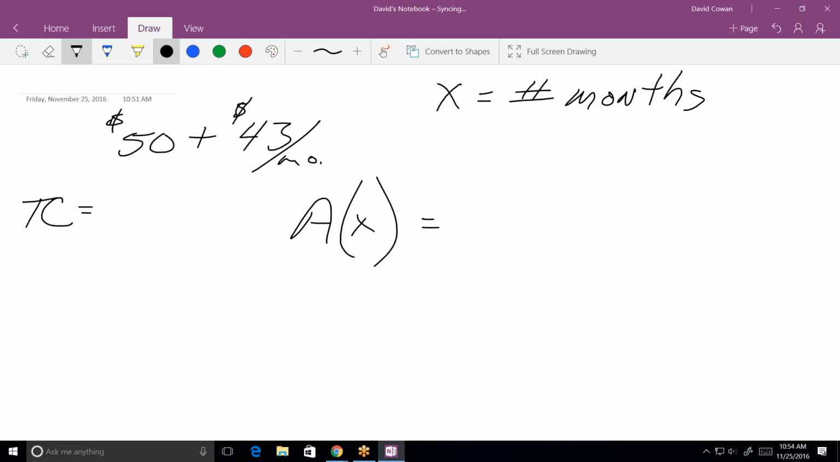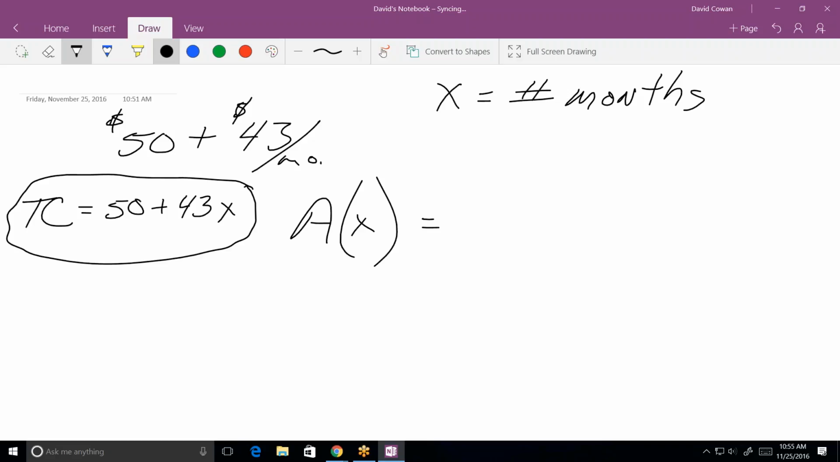So the total cost is actually going to be 50 plus 43 times the number of months, right? Well, if this is our function for total cost, how are we going to get average cost? Average cost is going to be what, in terms of total cost?